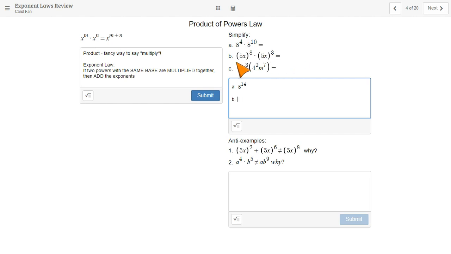Second question, we have bracket 5x to the power of 8 times 5x all to the power of 3. Now, because we have the same base and the base is 5x, we can add our exponents together. So we put 5x in a bracket to show that the entire thing is the base, and we're going to add our exponents.